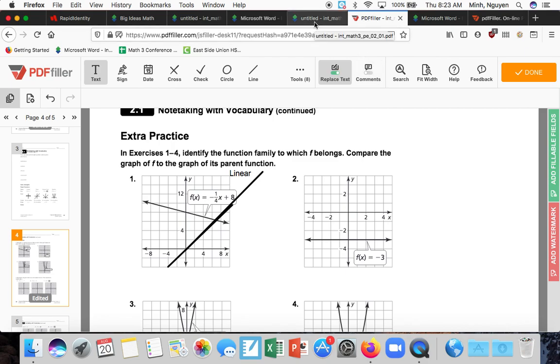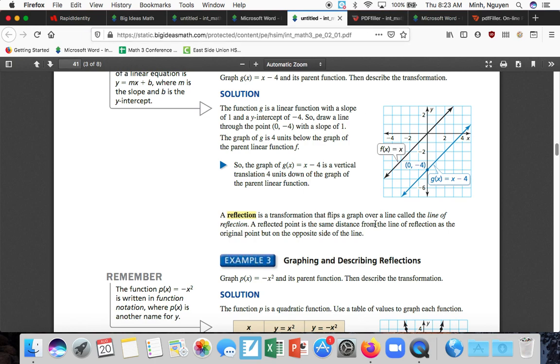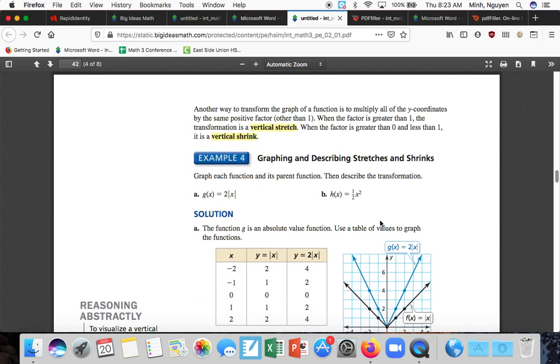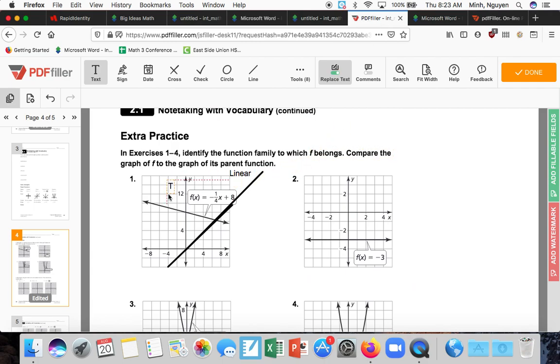Next. Another way to transform the graph of a function is to multiply all the y coordinates by the same positive factor. So in this case, we've already dealt with the 8. We've dealt with the negative. That's what causes the reflection. And then we have to deal with this 1 over 4.